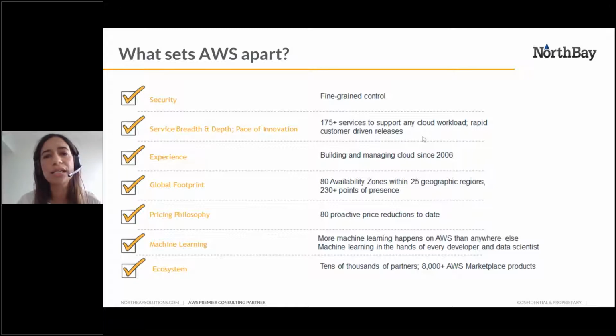Also at AWS, we have more than 175 services and have proactively taken 80 price reductions to date, passing those savings to our customers. Also, more machine learning happens at AWS than anywhere else. We make it easier for developers, data scientists, and researchers to use our service and innovate. And lastly, we have the largest and most dynamic ecosystem with tens of thousands of partners globally, like North Bay, taking care of our customer needs in a timely manner and ensuring we continue to build and innovate on their behalf.